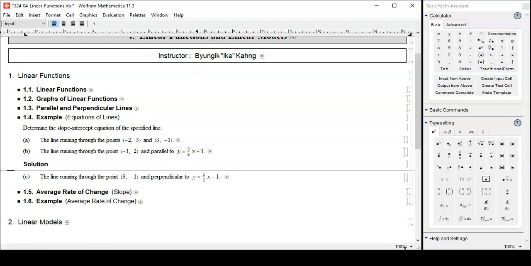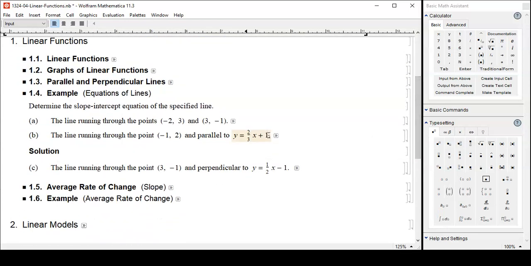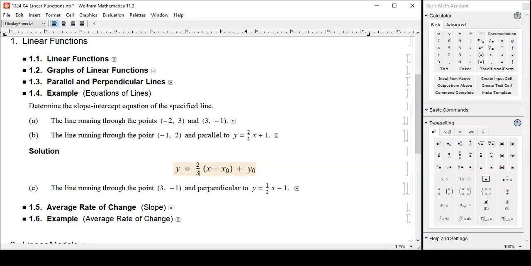Can everybody read it, by the way? Okay, we have some fractions, so a little bit bigger font will be helpful. So what's the slope? 2/3, and then running through this point. Make sense? So y equals, oh, sorry about that. y equals m times (x minus x0) plus y0. That's a slope point equation. Now, slope is 2/3, and then running through x0, y0.